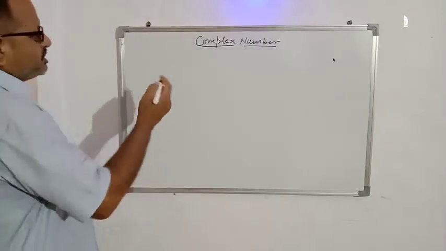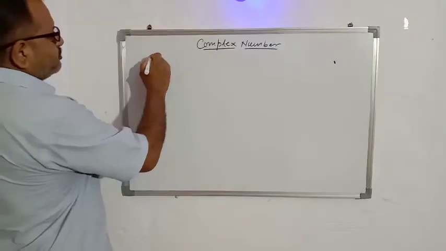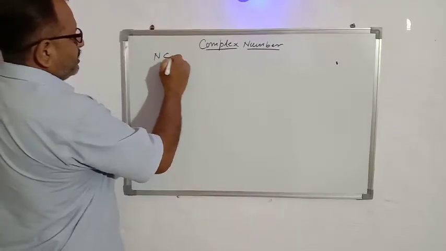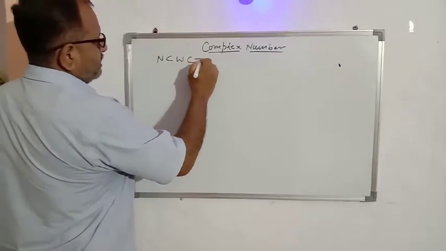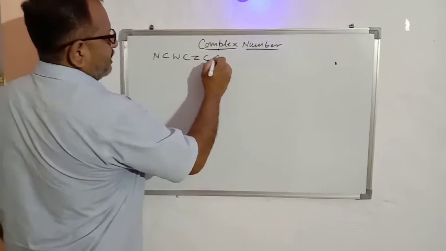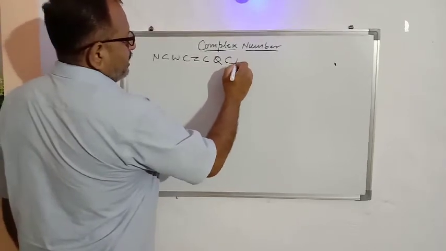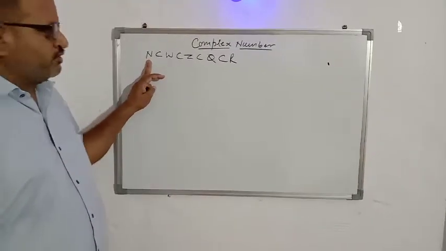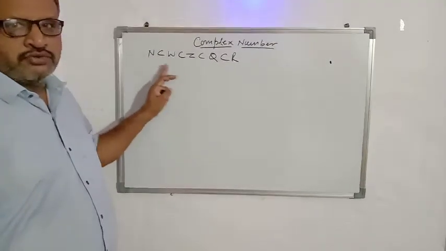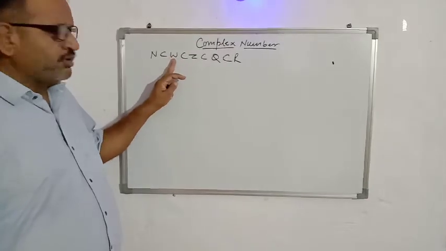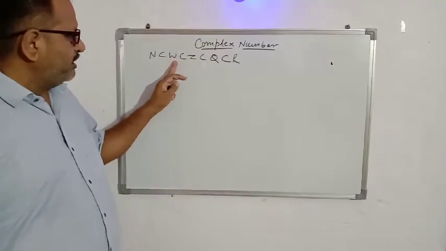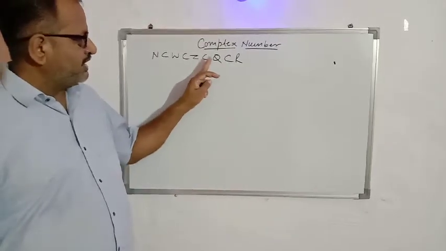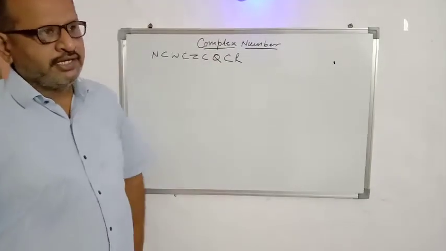Actually, the number system starts from natural numbers represented by N, then whole numbers, then integers, rational numbers, and real numbers. So the number system starts from natural numbers, the counting numbers 1, 2, 3, 4. When we include 0 in that, it becomes the set of whole numbers. After that, we have studied integers, then rational numbers, and then real numbers.